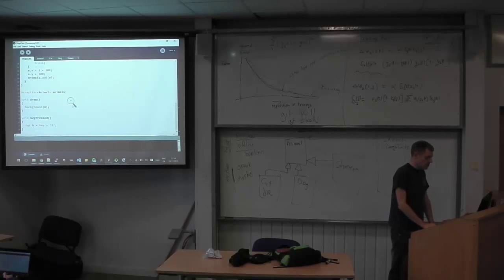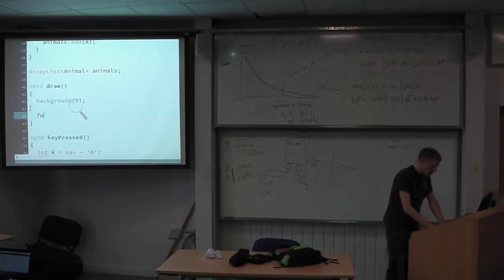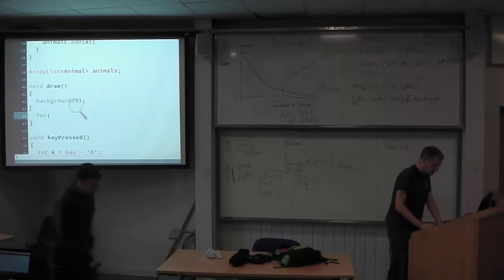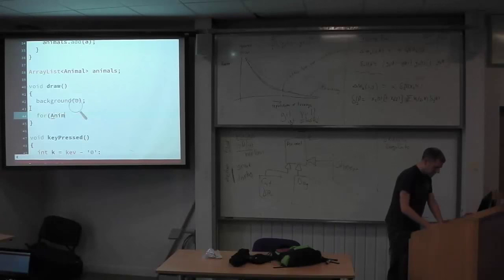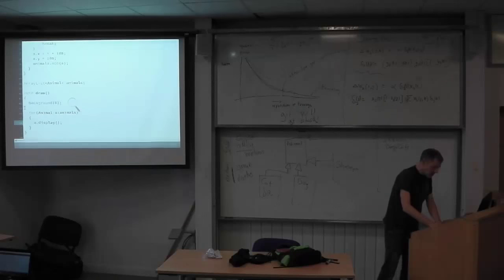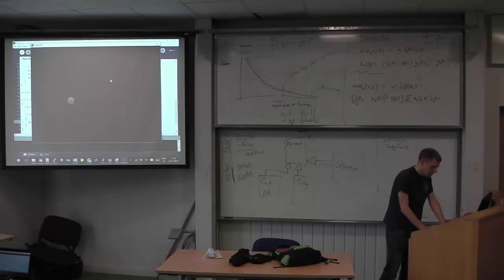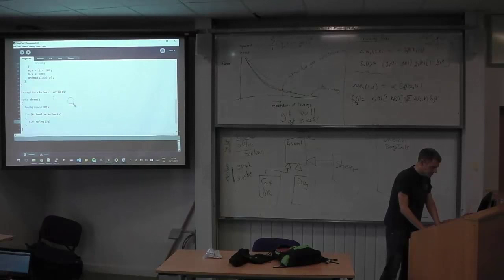Okay, in my draw method now, let's draw each of the animals. To draw each of the animals, we'll use a for each loop: for animal a : animals, a.display. And if all goes well, we should have a sketch with, yes, of course, I have to call the setupAnimals method in setup now.